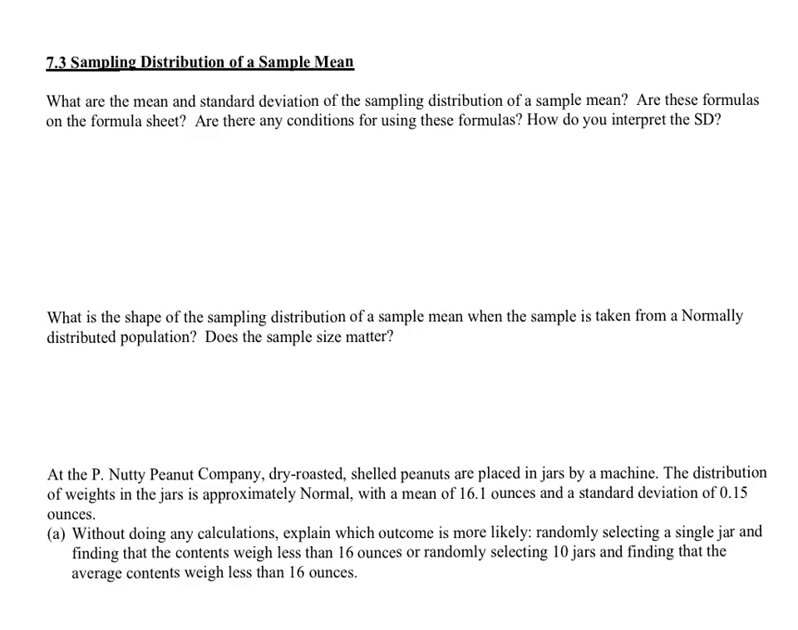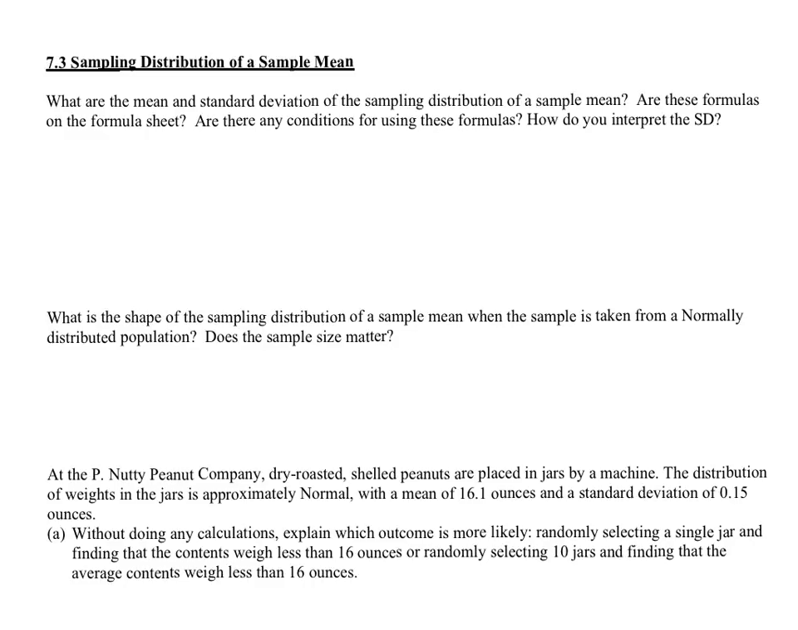So if we want to just jump right in, we're going to talk about a lot of the same things today that we talked about yesterday when we talked about proportion. We're going to talk about how you find the mean and the standard deviation of the sampling distribution, how you know when the sampling distribution is going to be normal, and then we're going to look at a few different problems. These notes are on pages 9 and 10.